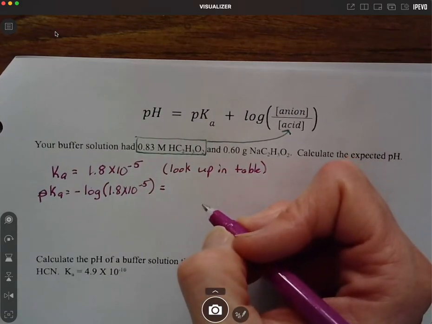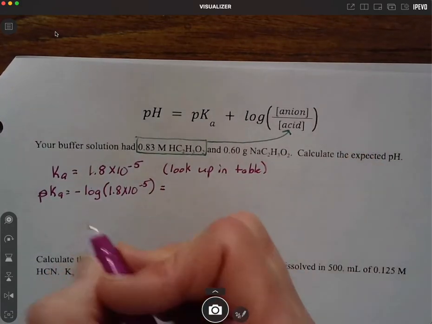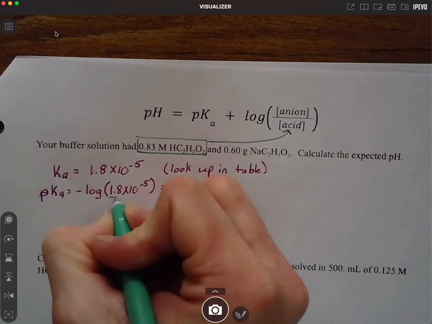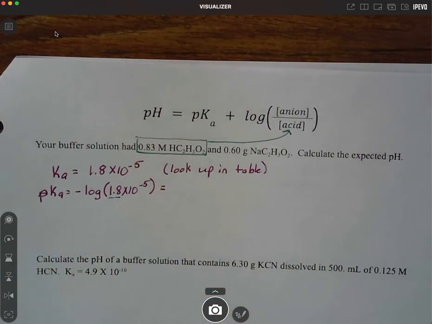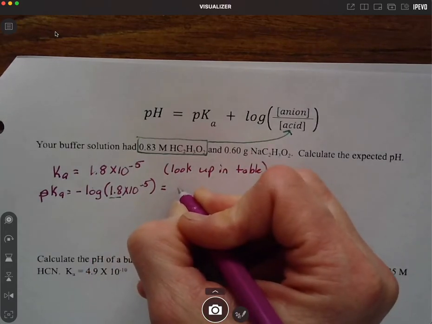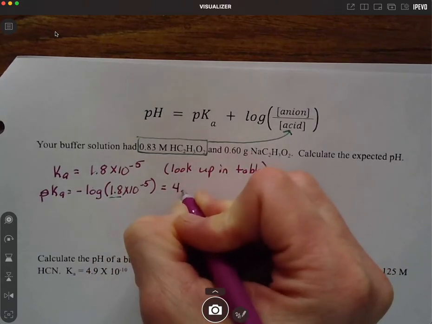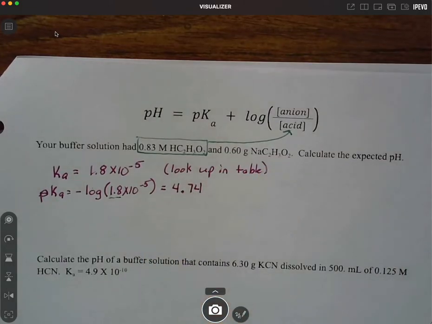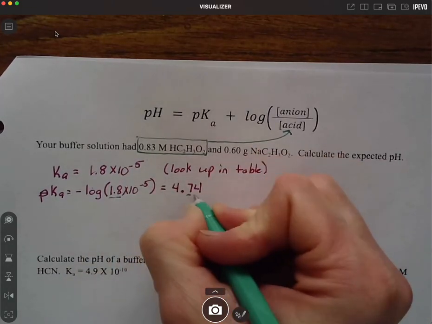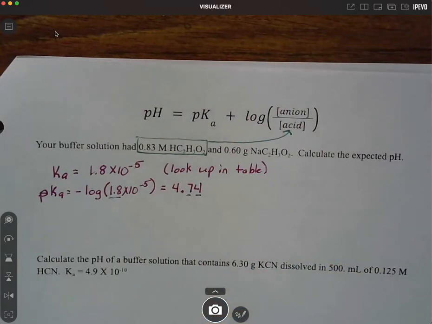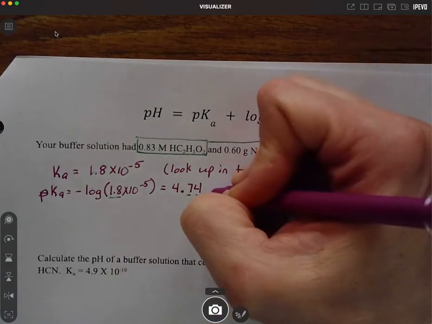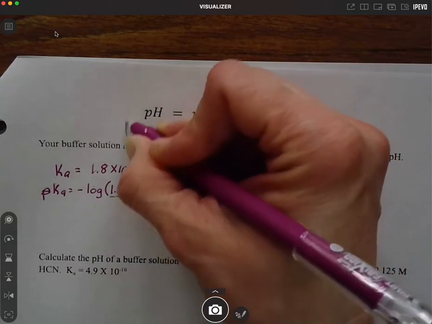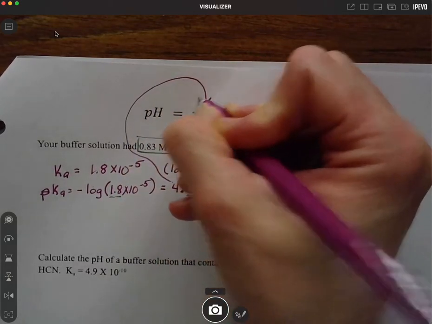So the pKa here, following the rule we did with pH, that if this number has two significant figures, I'm going to keep 2 decimal points when I take the logarithm. 4.74. So I keep 2 decimal places here. Okay, so I've got that piece. So pKa, I've got that piece now.